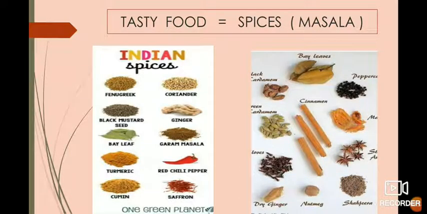But imagine a sambar which has got dal, which has got vegetables, but there is no sambar powder or there is no chili in it. Will it taste nice? No, it won't. So, tasty food is equals to spices or the masalas that you put in our food. Indian food is very tasty because we use lot of spices, as lot of spices are grown in India.